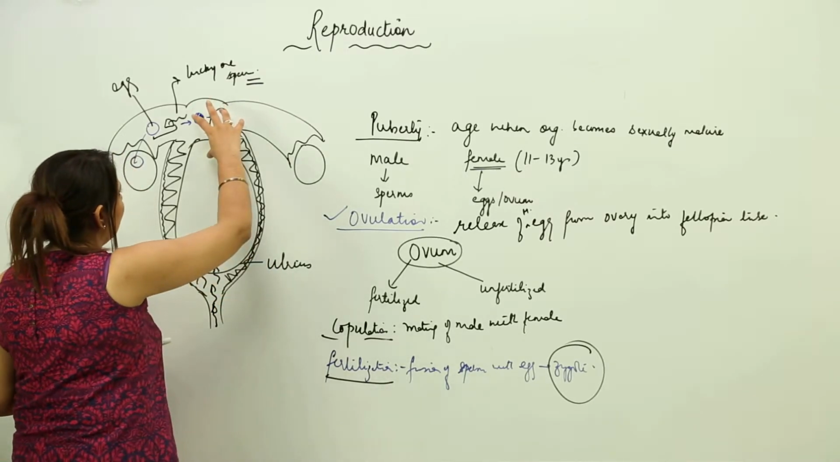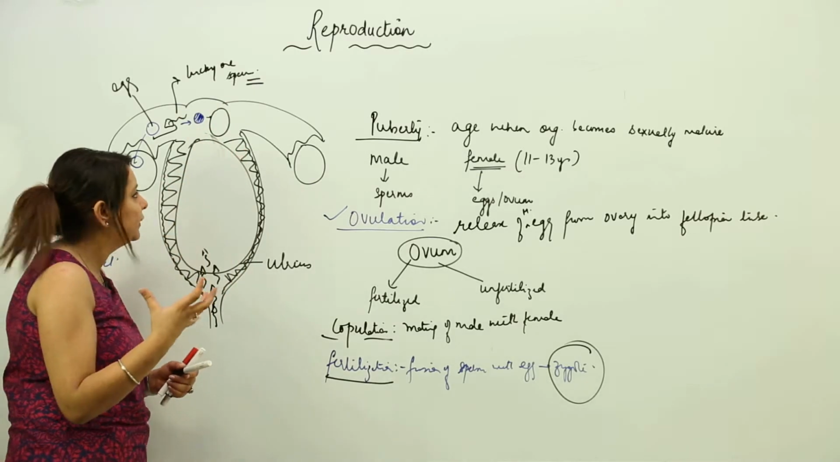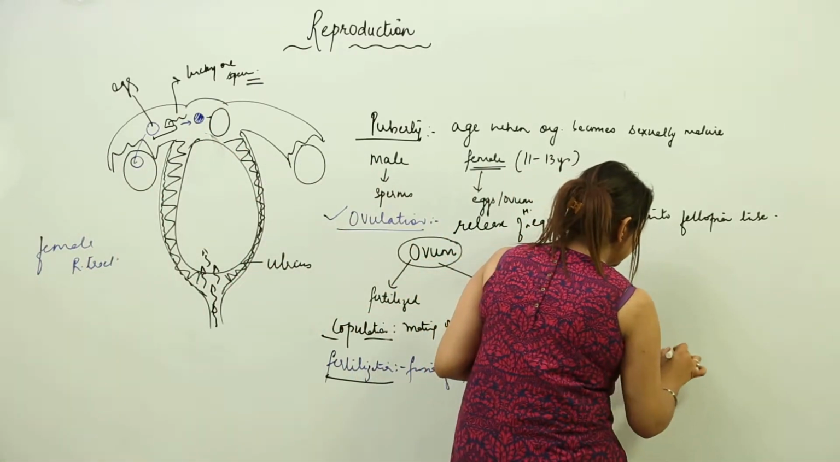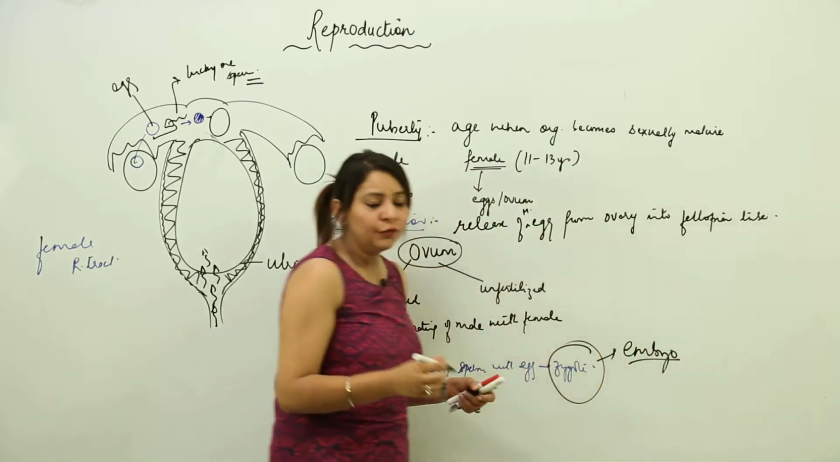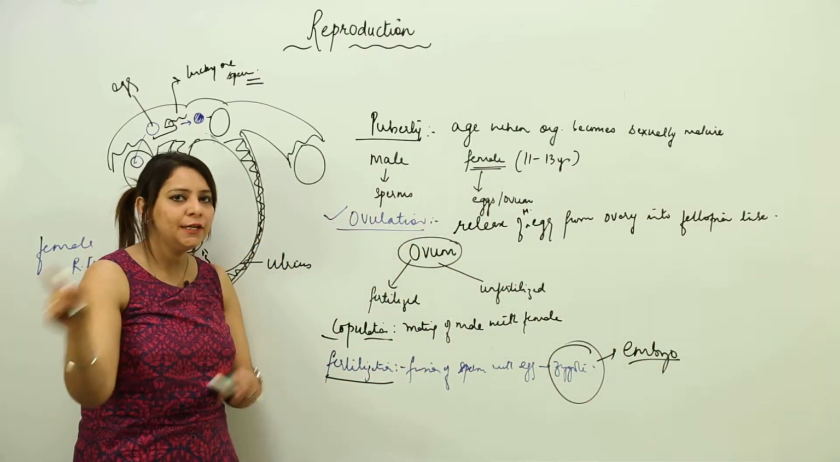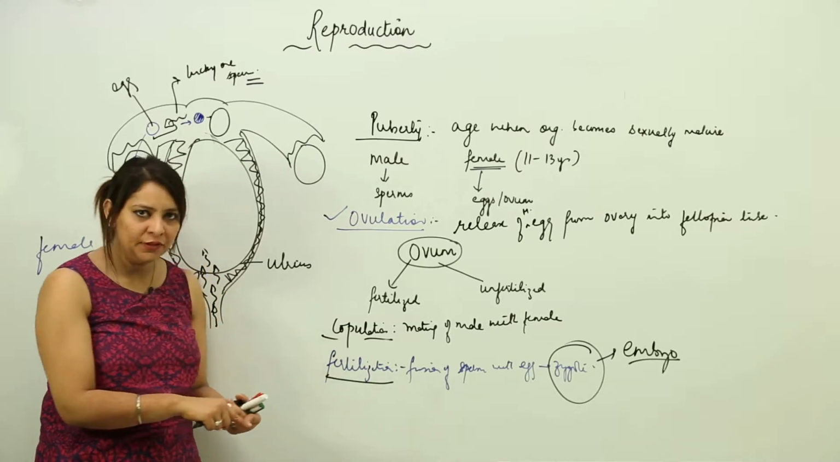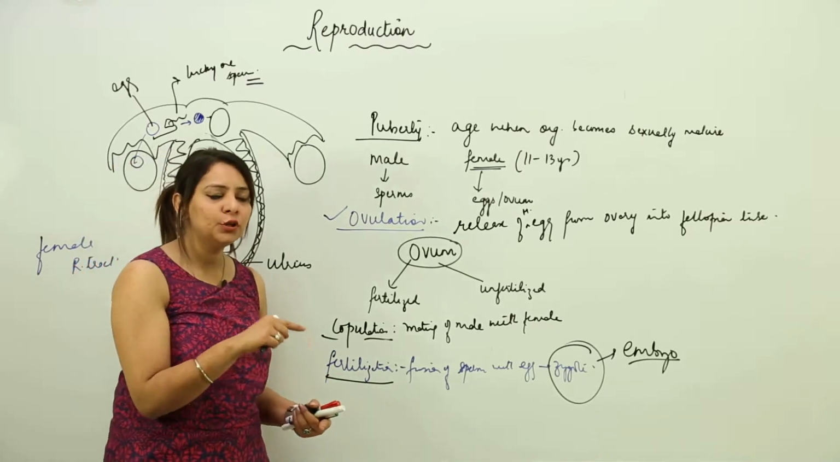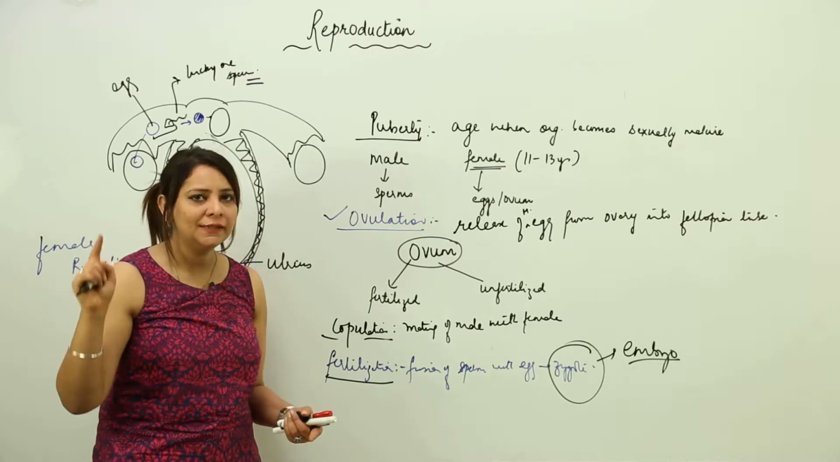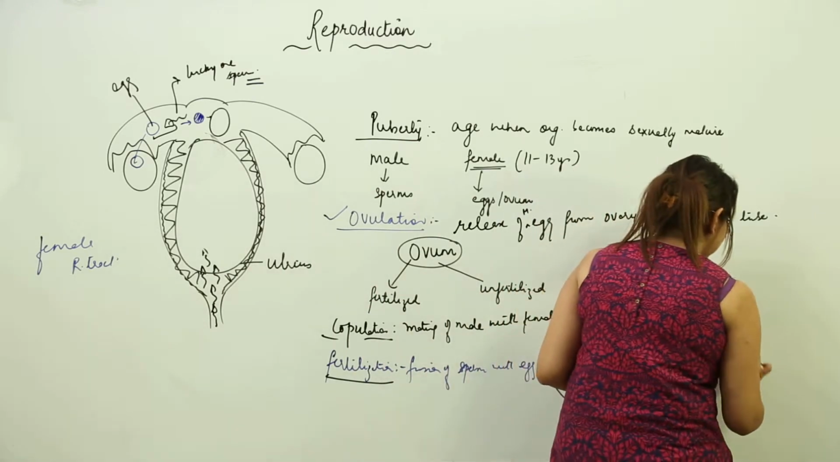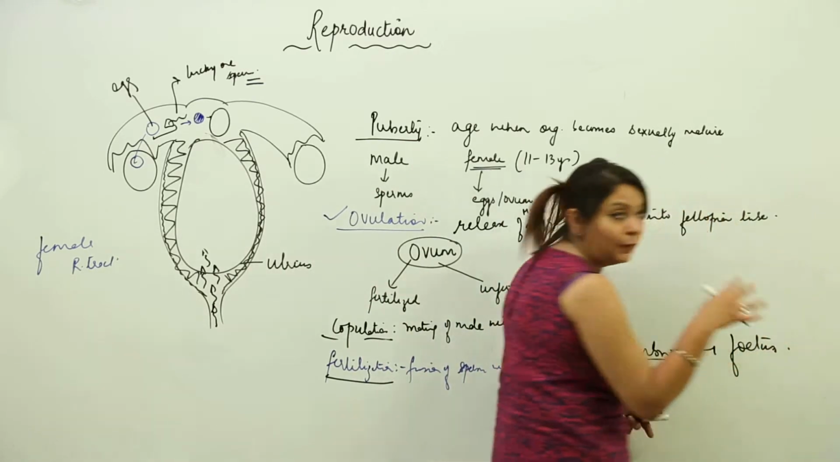So this zygote starts developing, and the developing stages are called the embryo. So from the time of fertilization to 8 weeks, or you can say if fertilization happens today, from today to 2 months, it is called an embryo. After 2 months, the developing stage is called a fetus.